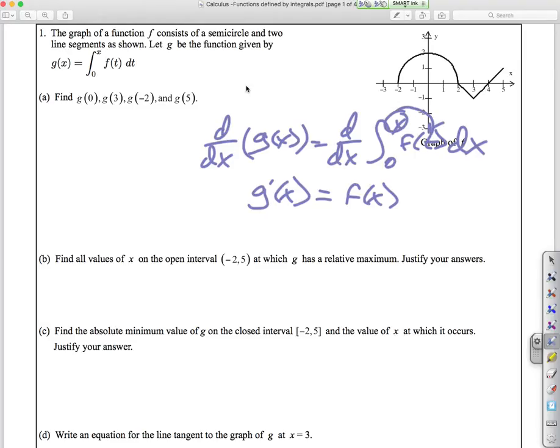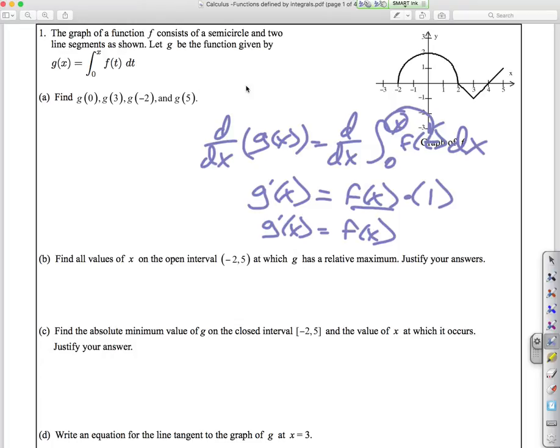So I plug in, that's where f of x comes from. And then step 2, in this case I didn't have to show it, but what's step 2? Multiply by the derivative of what you're plugging in. So in this case, it's multiplied by 1. So we have learned that g prime of x is equal to f of x.